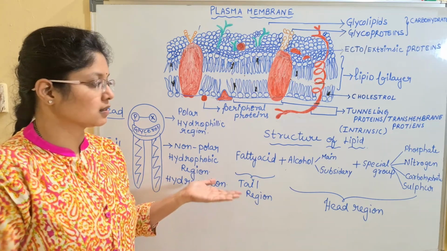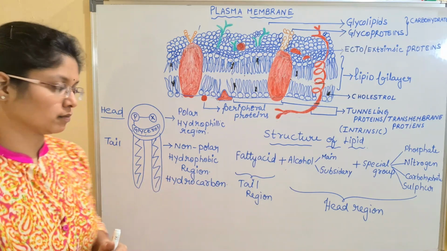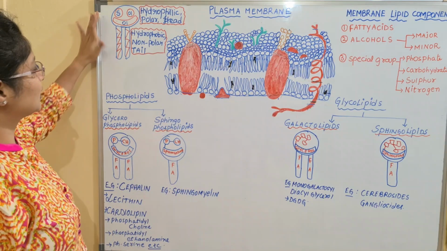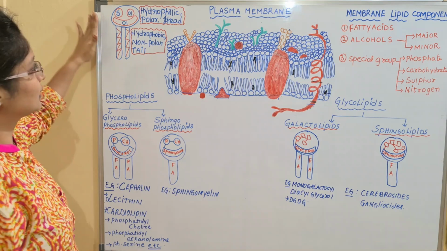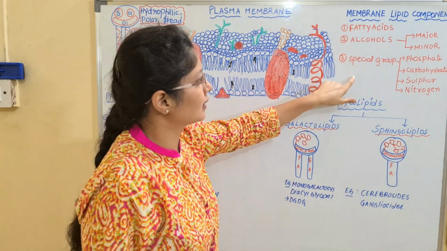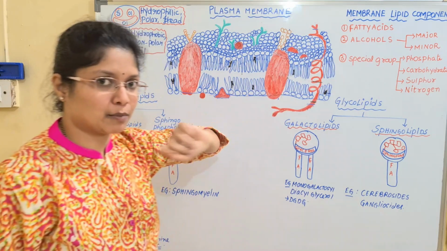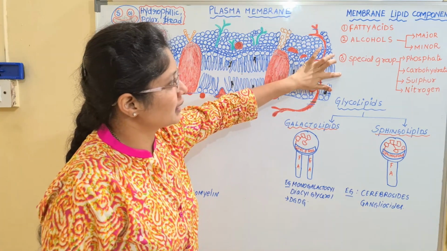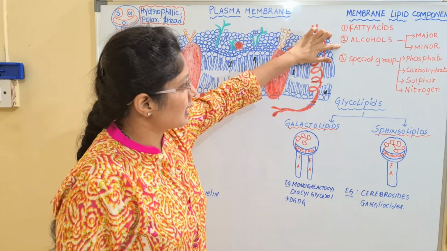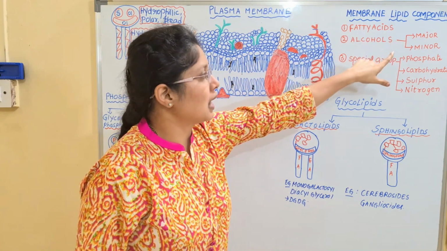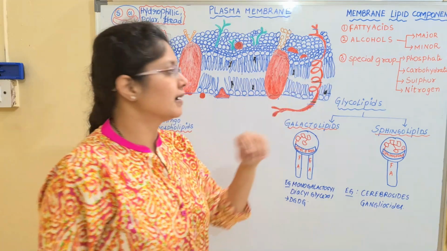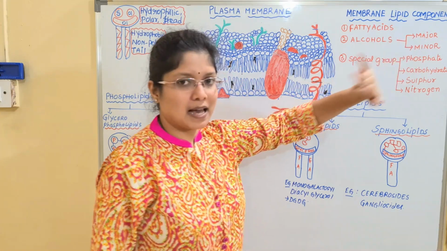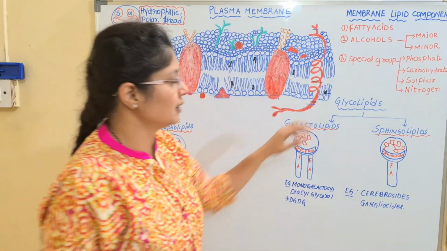Okay, so now let us see the classification of lipids based upon the presence of the special group as well as the alcoholic groups. I have given the general structure of the lipid molecule here, and regarding the components present in the lipid molecules, the membrane lipids, I have given here the three components: fatty acids, alcohols, the major alcohol and the minor alcohol. Rarely this minor alcohol will be absent in certain types of lipids, children.